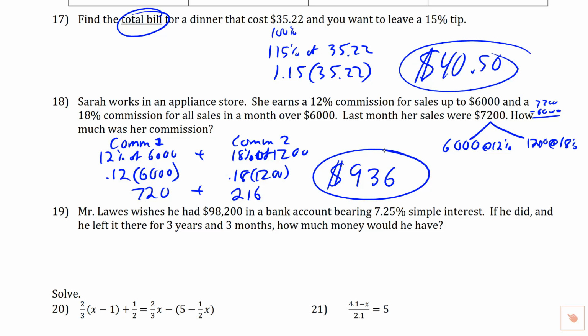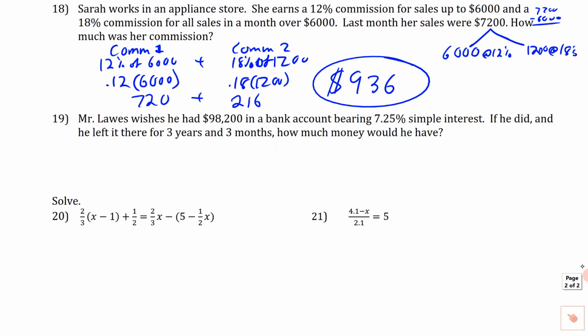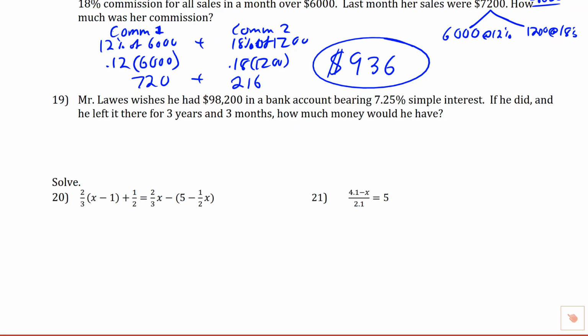Okay, last one. Mr. Laws wishes he had $98,200 in a bank account bearing 7.25% simple interest. If he did, and he left it there for 3 years and 3 months, how much money would he have? Well, we've got to remember the simple interest formula. I equals PRT. This is the amount in the bank, so that's going to be the principal. This is the interest rate, so that's going to be R. And the time is 3 years and 3 months.